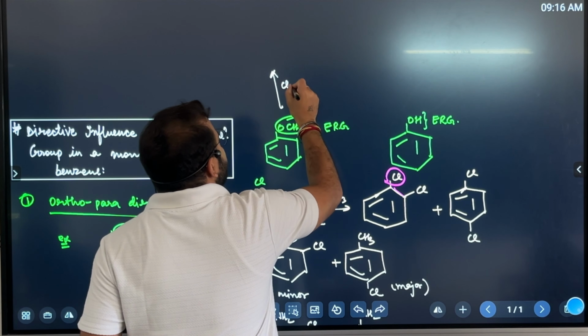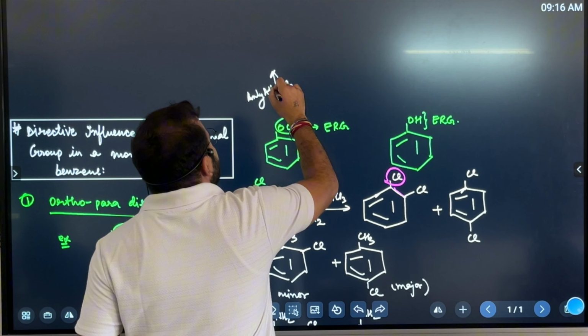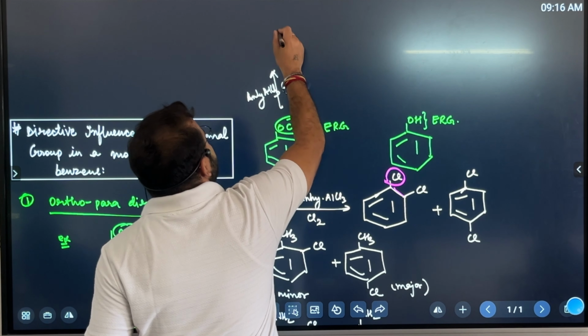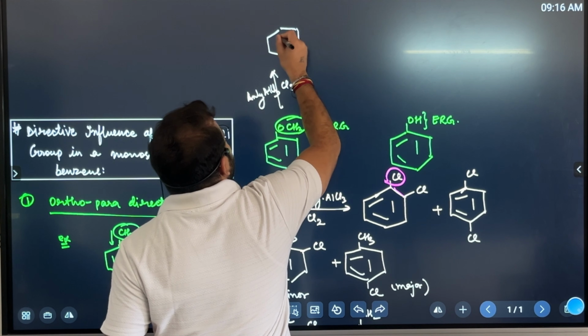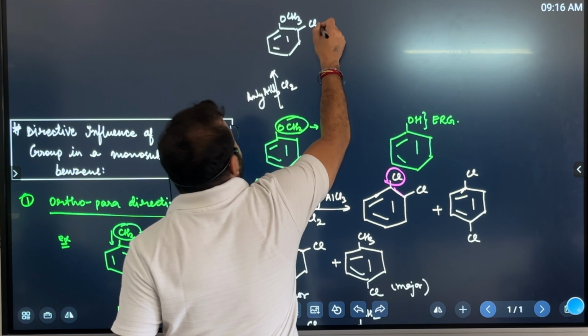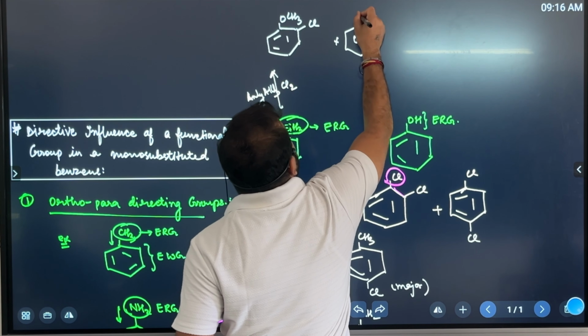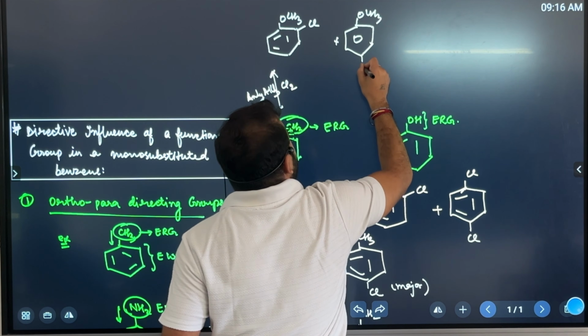Now, if we talk about the same OCH3, so easily now you can predict the reaction. If you pass it through chlorine, again in the presence of anhydrous AlCl3, you can write down the answer that OCH3 will remain on the ring as it is, and one Cl will come on ortho and the second will come on the para. Now I think this part should be clear.